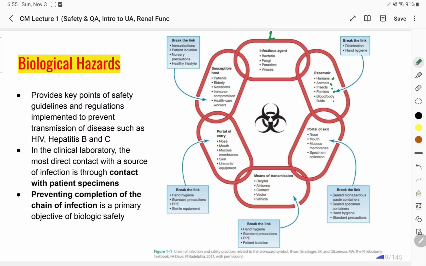So, that is the chain of infection. One infection transmitted from one person to another person follows a chain of infection. And the objective of biologic safety is to prevent the completion of this. Okay? So there are a few points where we can break the link, or we can prevent the completion of this chain of infection. So for example, for a person who is sick, to prevent him from passing on his illness, of course, first is disinfection, hand hygiene. So he should cover his mouth, he should not spit or cough carelessly. He should follow proper coughing etiquette.